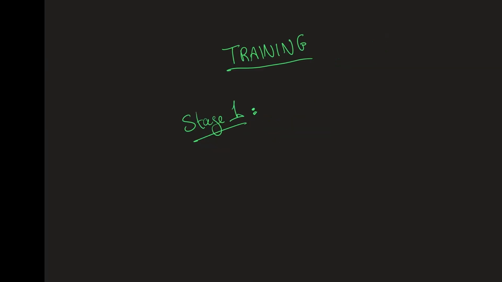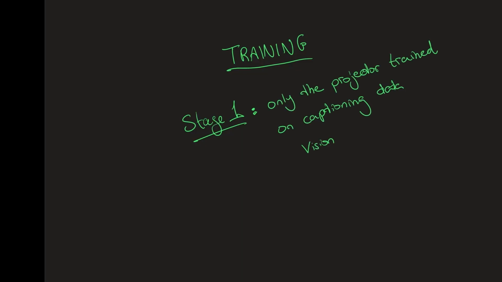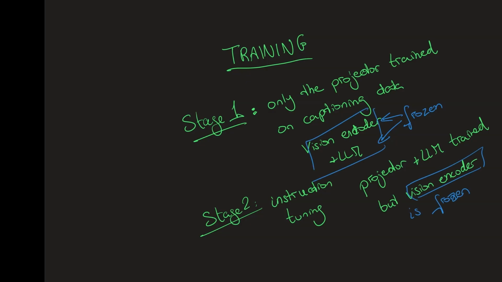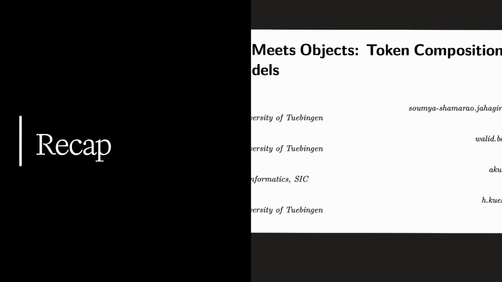Okay, and lastly, let's talk about how this is trained. So there are 4 stages. Stage 1 is projector-only pre-training on captioning data, and the vision encoder and the LLM are frozen. Then you have stage 2, where we're doing instruction tuning, where the projector and the LLM are trained, but the vision encoder is the one that stays frozen.